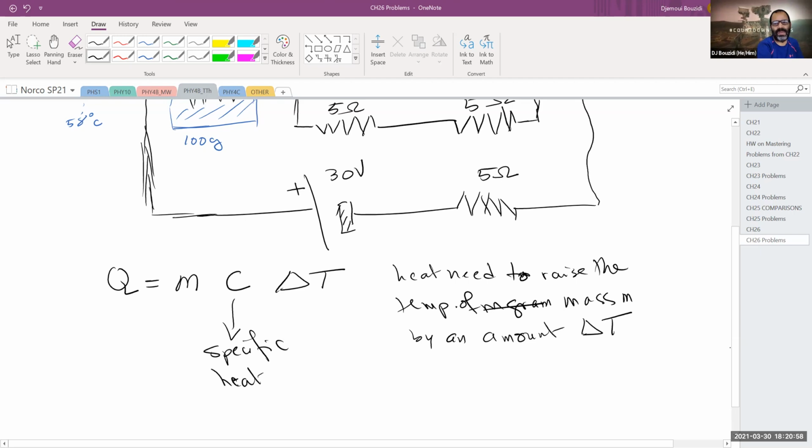This is characteristic of every material. Every material has its own specific heat, okay? Some materials, they're easier to raise their temperature than others. So how can we tell? It's their specific heat that makes a difference. For example, iron has a lower specific heat than water. As a matter of fact, most materials have specific heat less than water, okay?